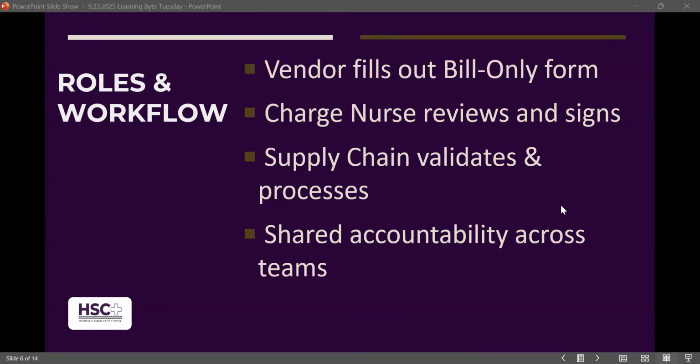And I've even seen folks where they take that bill only form, they enter a requisition in the OR and attach the bill only form to it. And that's how it gets to procurement and the buyers. So there's many different ways you can do it, but I want you to be thinking about how to better the process within your continuous improvement.